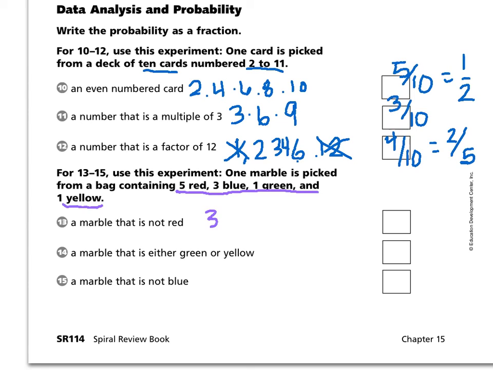So that would be 3 plus 1 plus 1, and that's going to equal 5. So that would be a numerator of 5. And how many are there all together? Which would be 10. So that's going to equal 1/2.